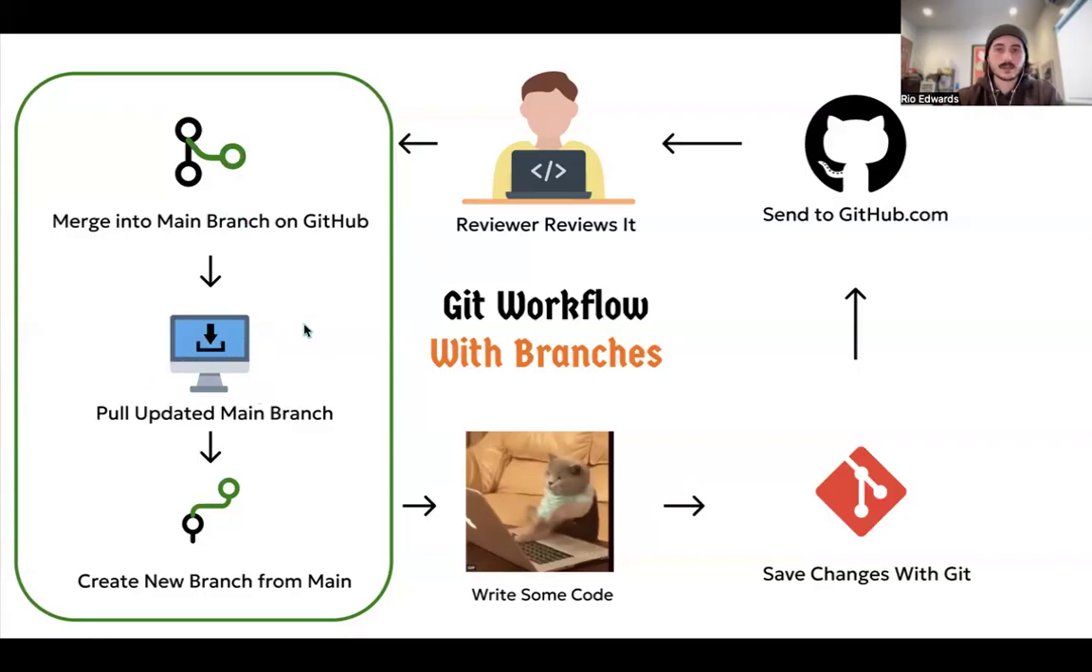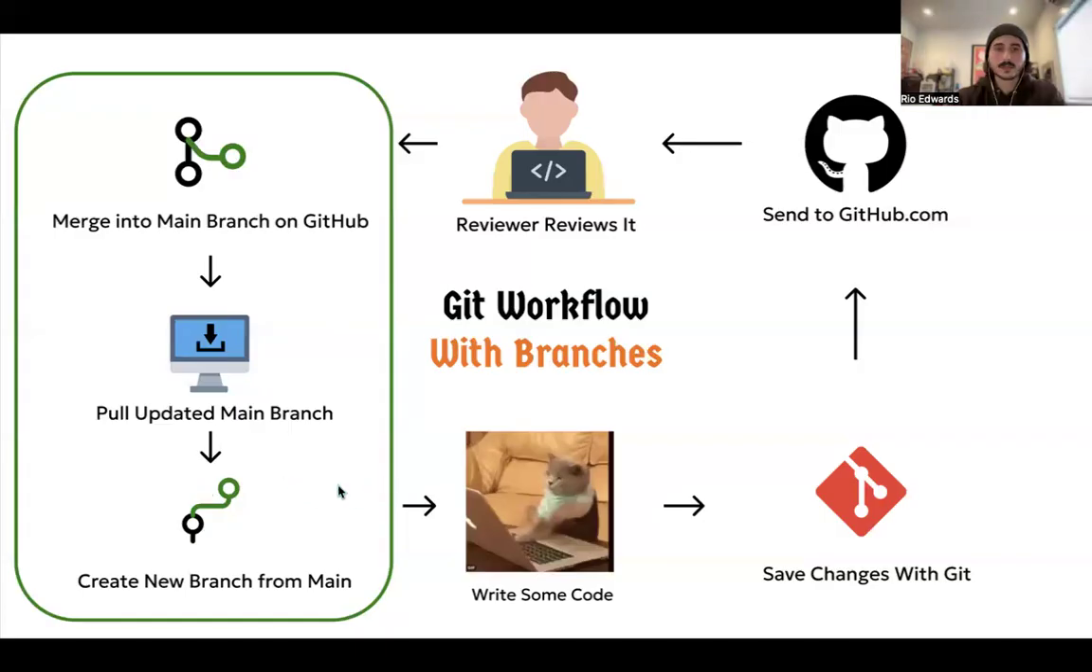And then on your computer, you're going to pull the updated version of your main branch. So your main branch is going to get updated with the changes from that other branch because we merged those branches. And then on your computer, you're going to pull the changes onto your main branch, the merged version. And then you're going to create a new branch and start it all over.